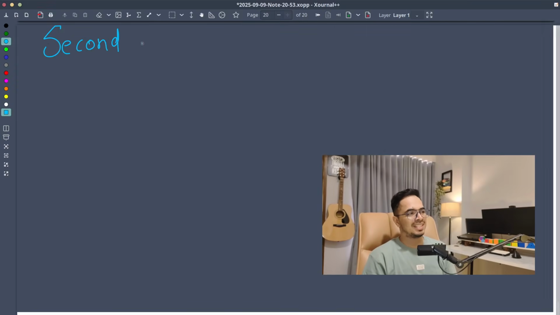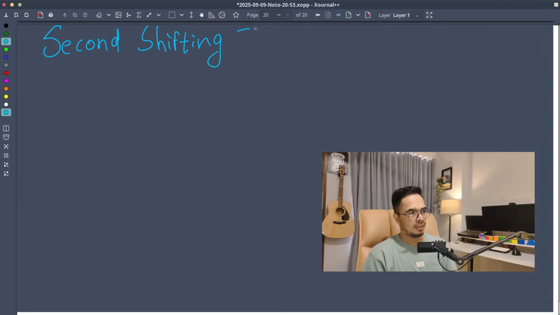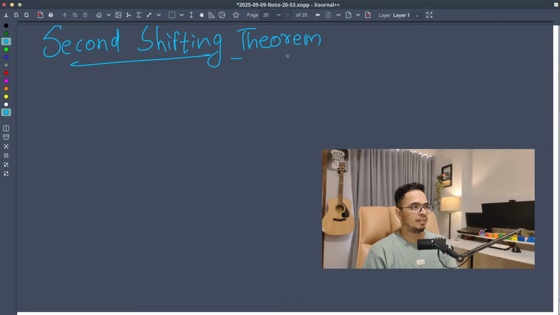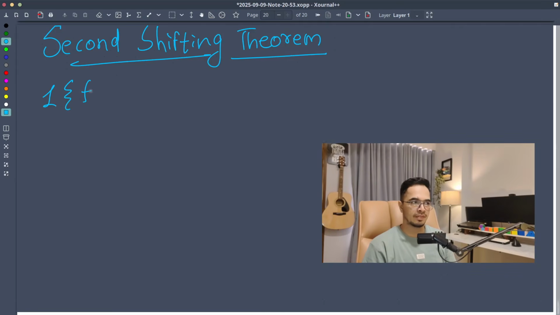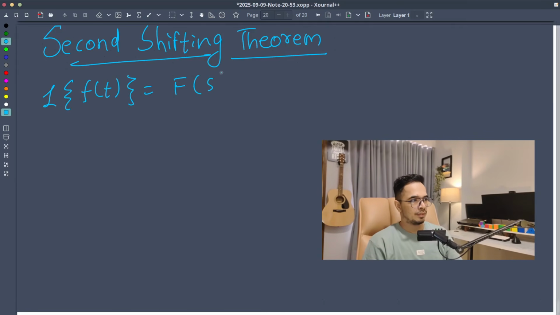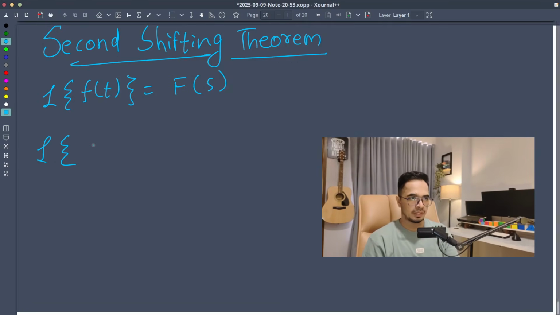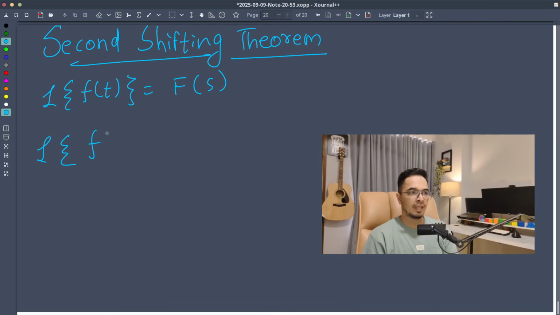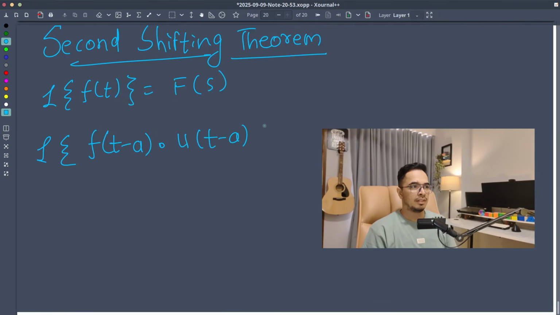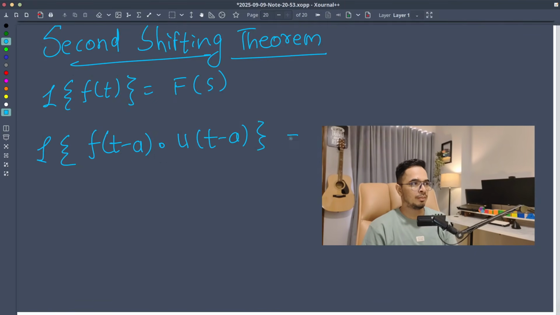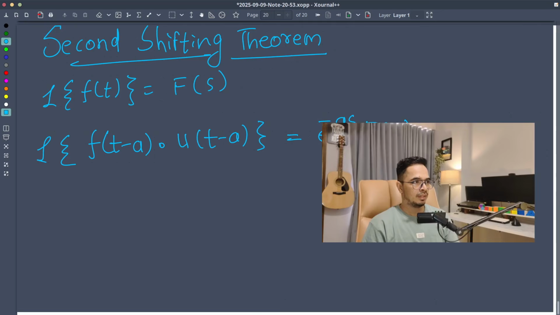right? So in the second shifting theorem, the idea is that if you have a function, say f of t, we know that its Laplace transform is F of s. So if you shift the function f of t and also include another function, how does that cumulatively work out? It is all about that.